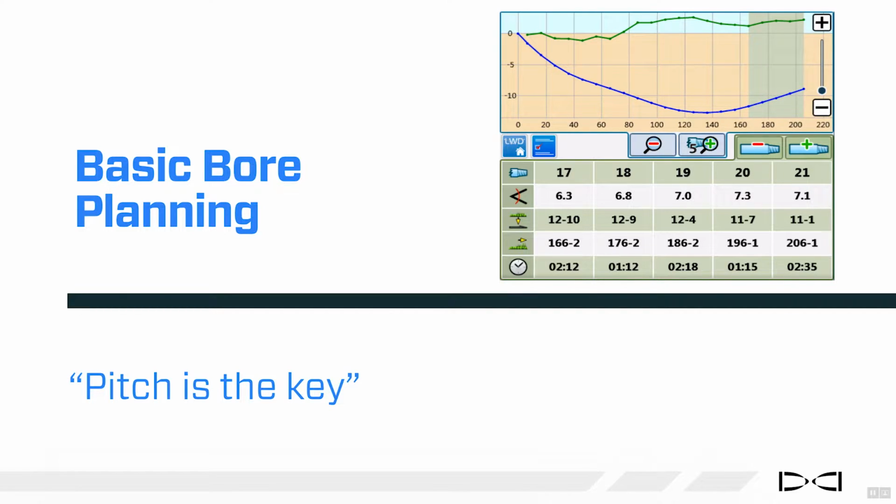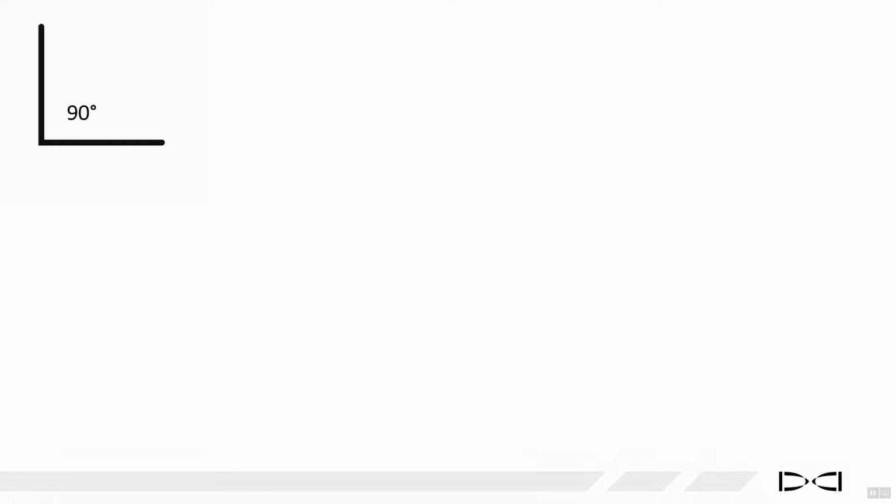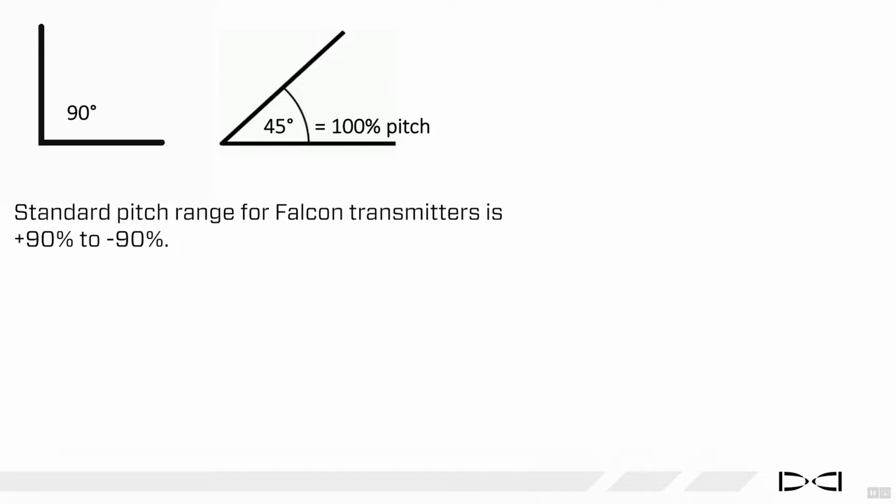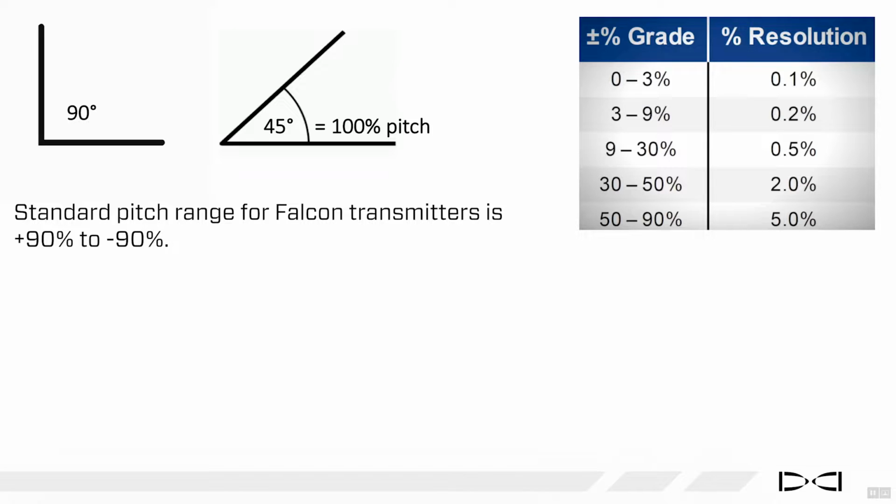But before I get into that, I want to provide a little background information. We all know what a 90-degree angle looks like. Half of that would be a 45-degree angle, which is also known as 100% pitch. Standard pitch range for Falcon transmitters is plus 90% to minus 90%. This graphic lists standard pitch ranges and their corresponding pitch resolution.